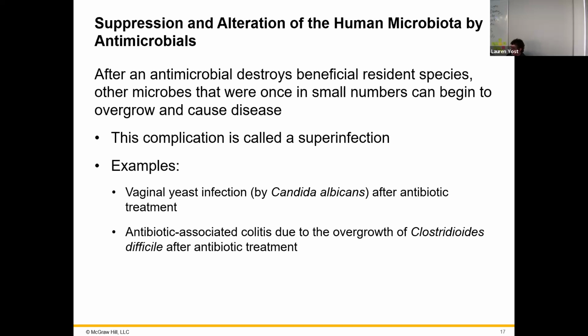Usually you have very small numbers of C. diff in your colon. It's very common. Not everybody has it. But if you have it and you take an antibiotic for your hip replacement, let's say, now you've cleared out your entire biome in your gut and all these stadium seats are open. And those endospores, when you're off of that antibiotic, are going to overgrow and take over everything. And that's how C. diff leads to pseudomembranous colitis.